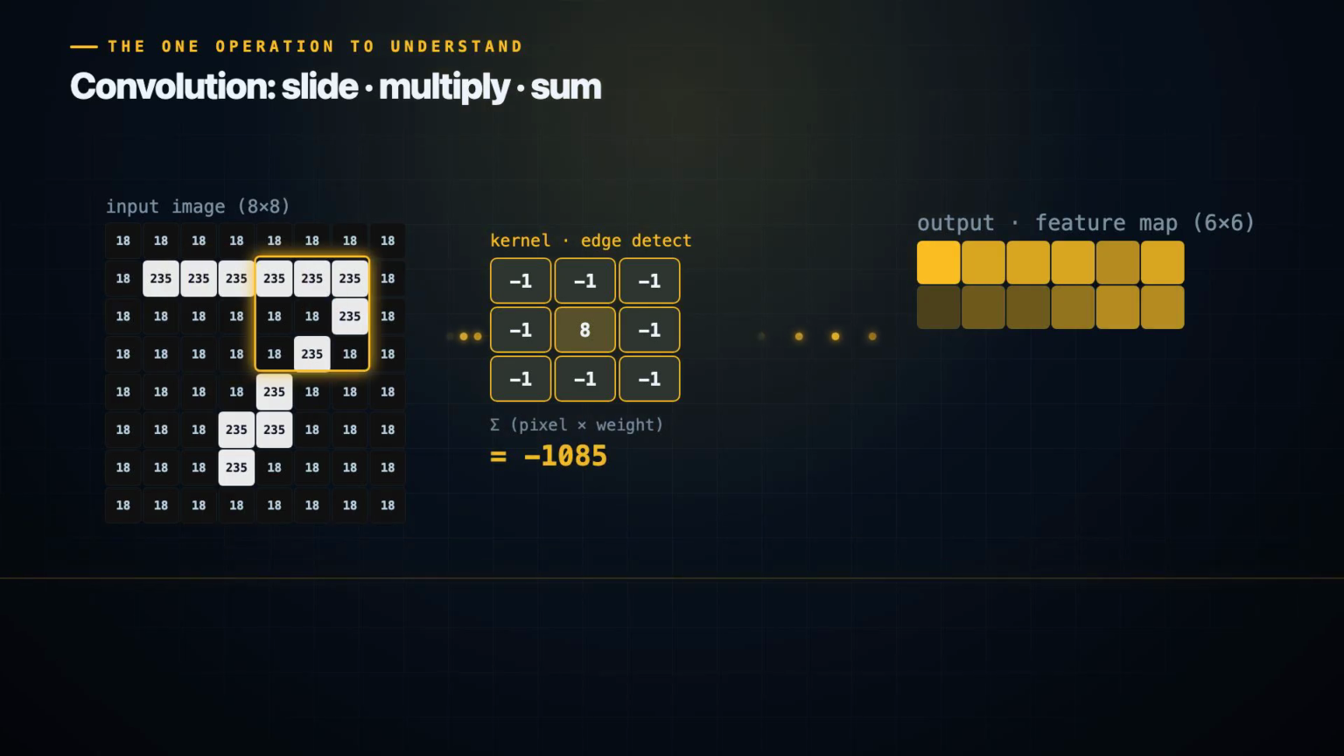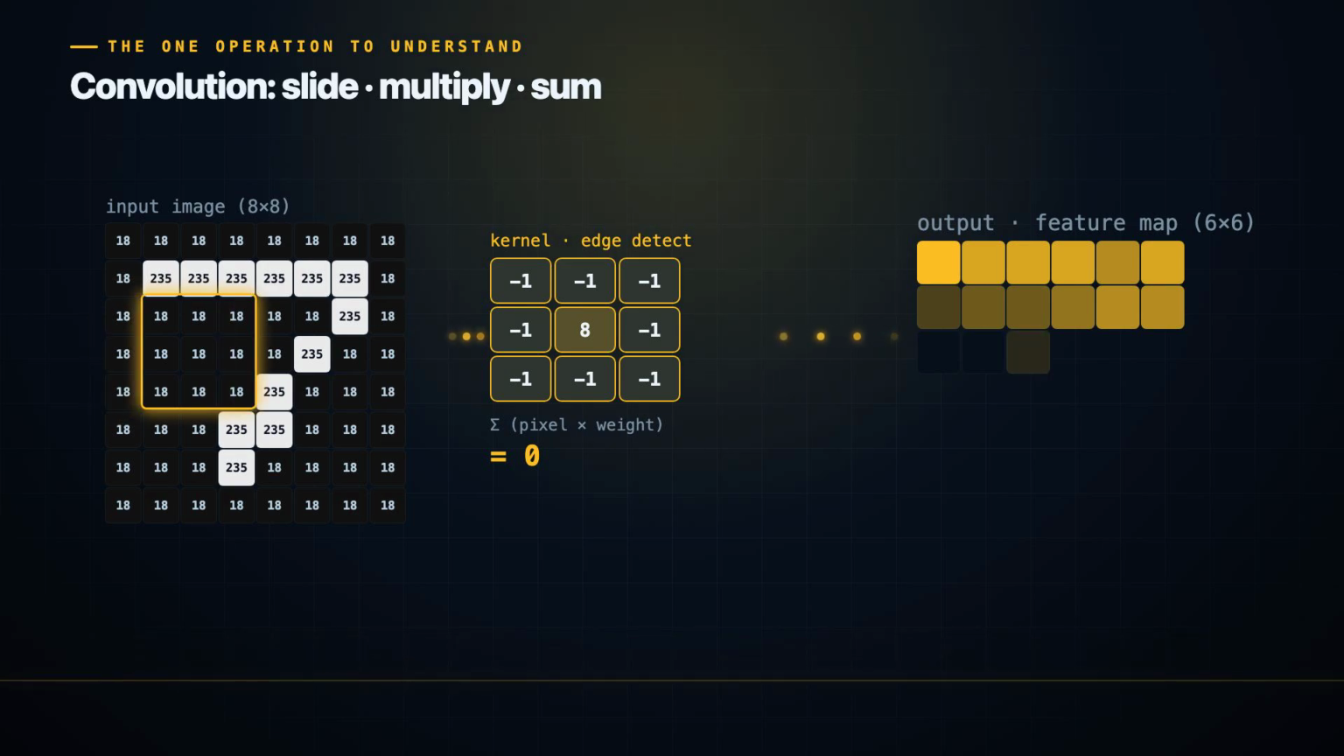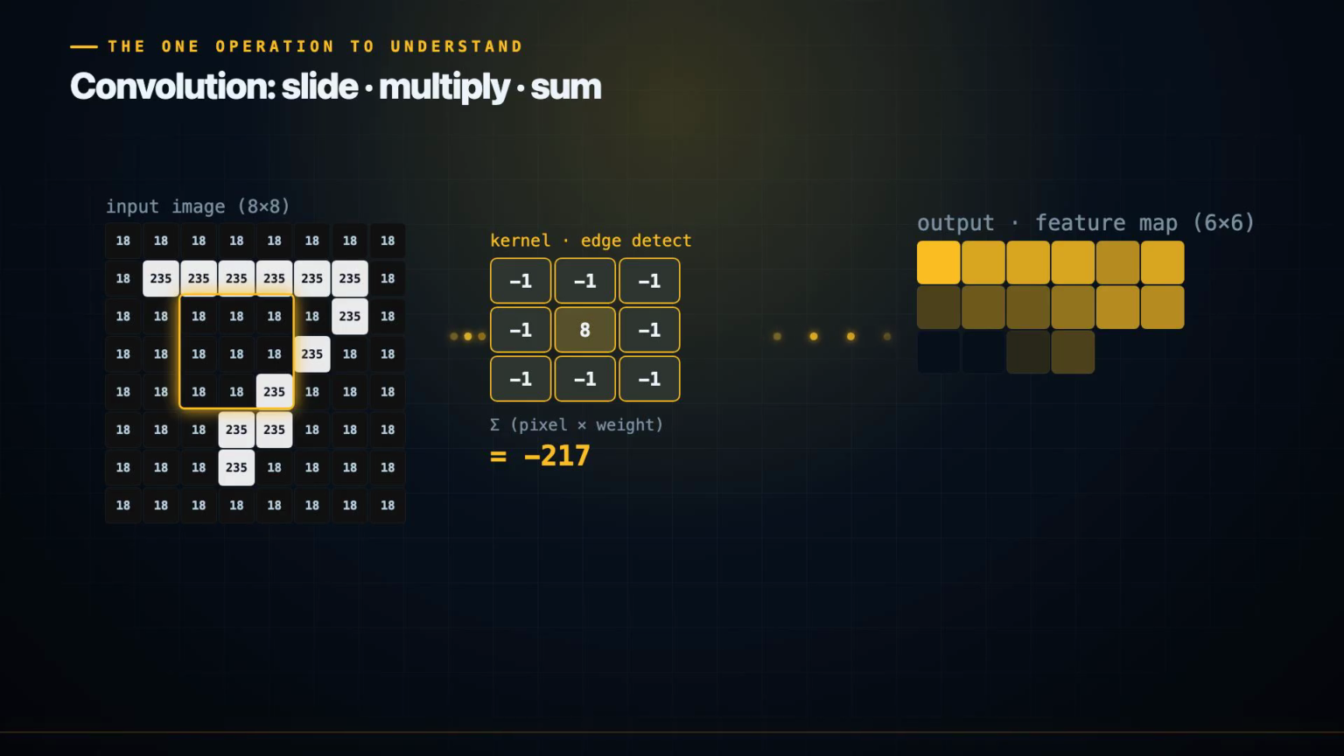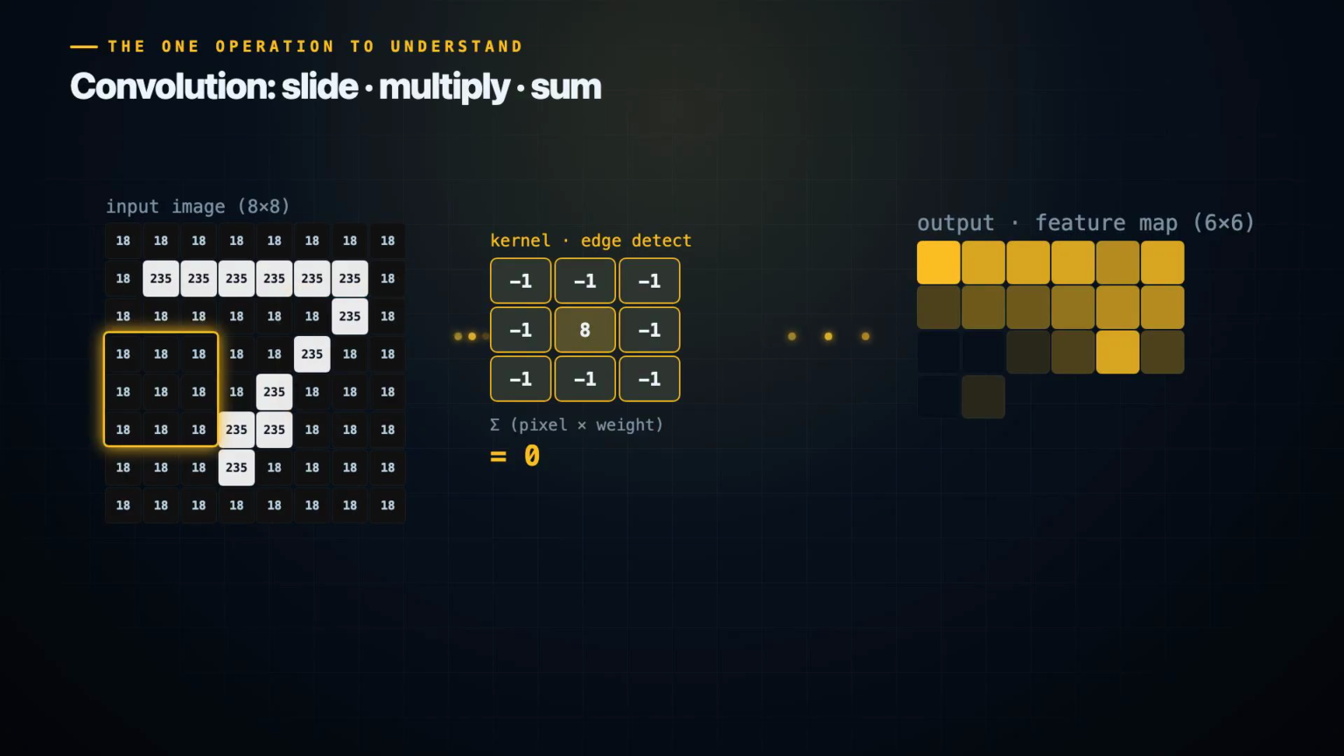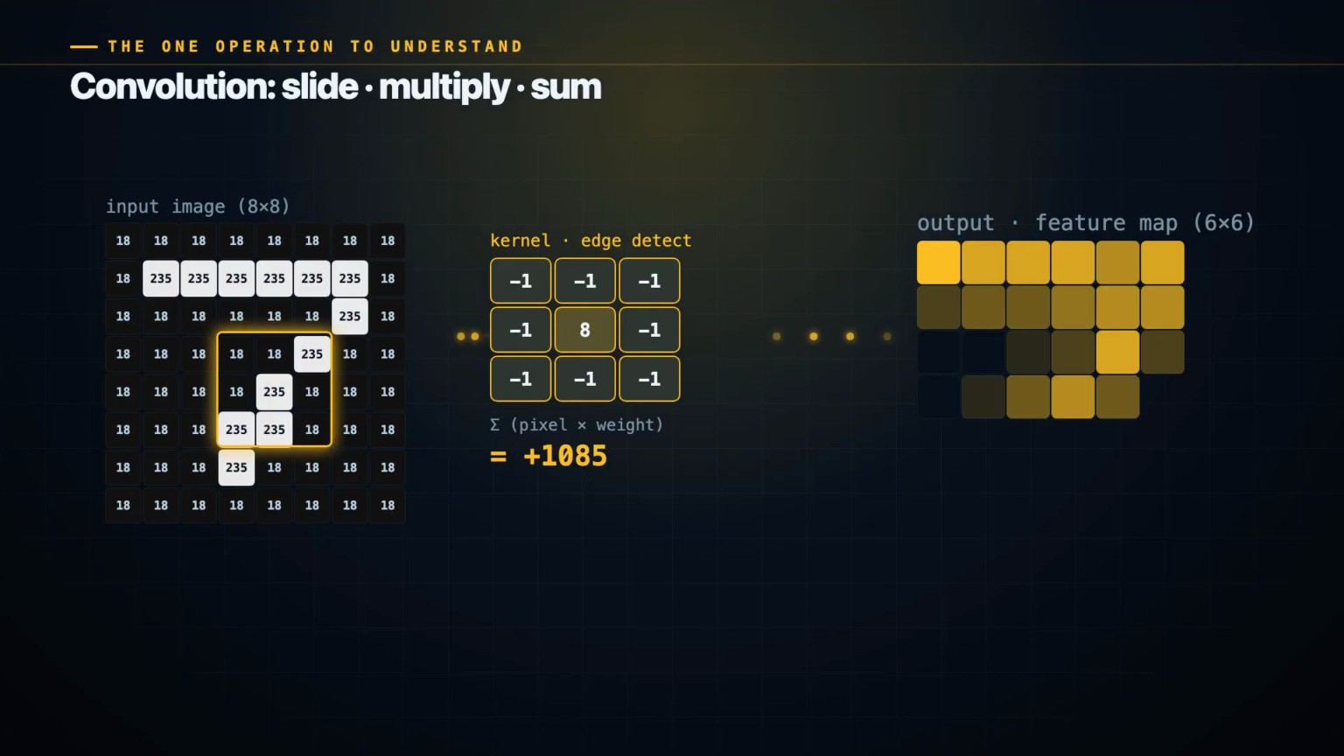Now at this position we do 2 things. First, we multiply each kernel number by the pixel sitting underneath it. Then we add up all 9 of those products into a single number. That one number is the output for this spot.